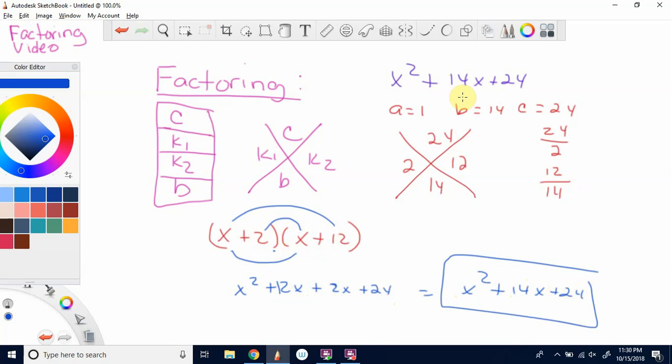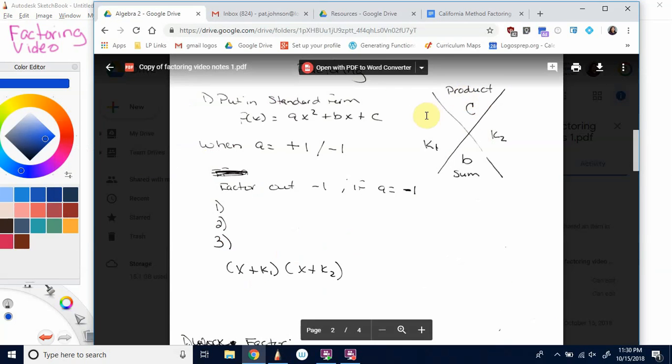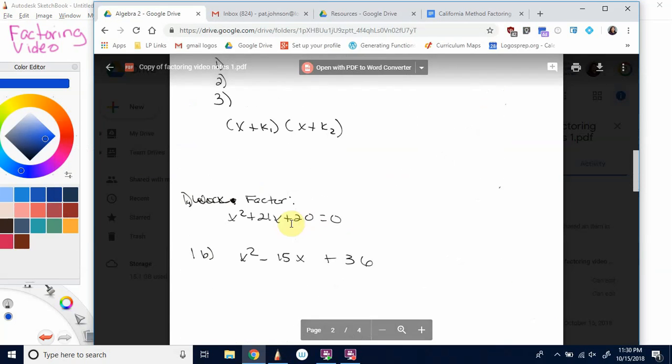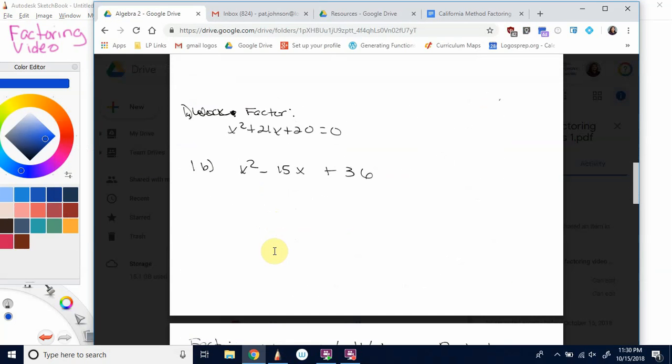Okay, so pause it, do 1a and 1b on your own. I know it's kind of hard because this is messy. So this is 1a and this is 1b.